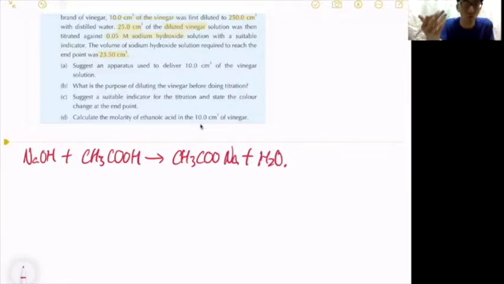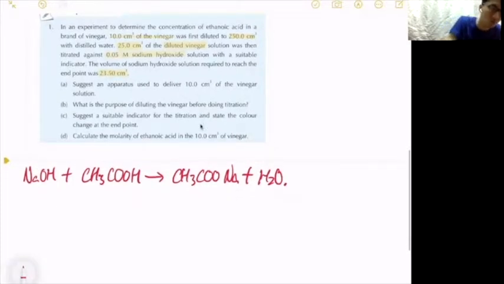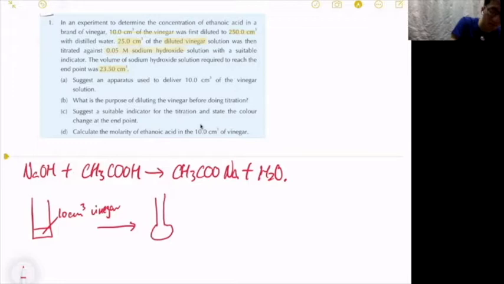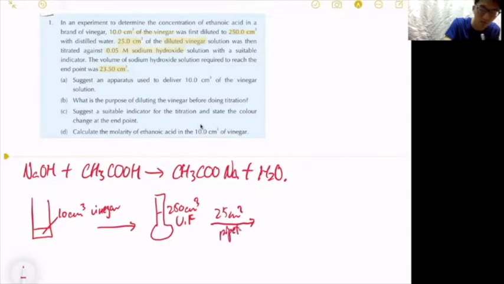And in your mind, what will you have for this question? First of all, we have 10 cm cube of vinegar, and we dilute this 10 cm cube into a 250 cm cube volumetric flask. Afterwards, we withdraw using a 25 cm cube pipette to withdraw 25 cm cube into a conical flask. And afterwards, we perform a titration, right?